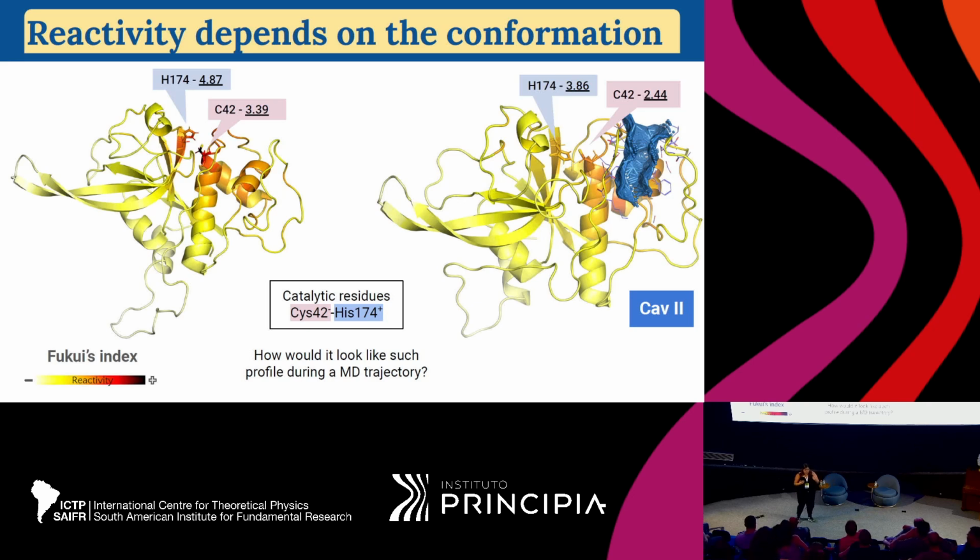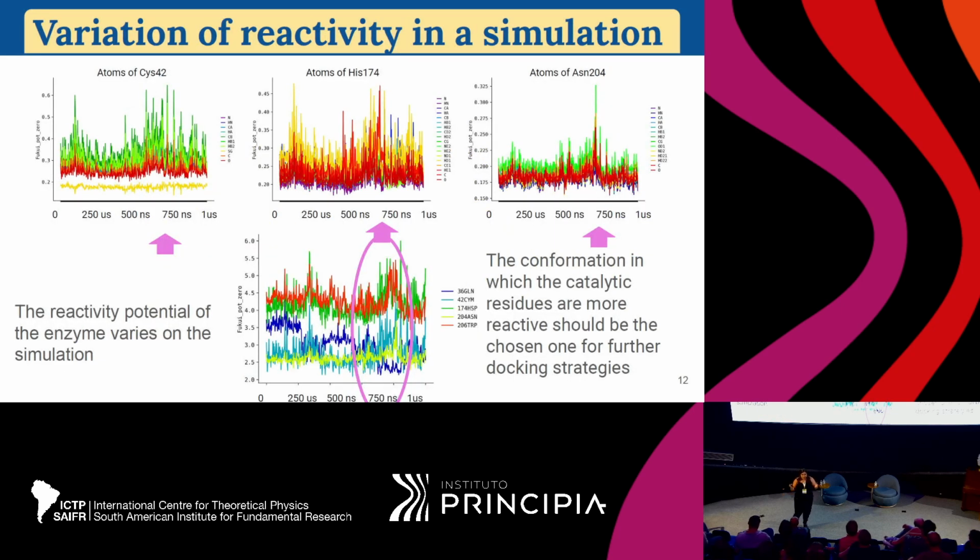And we thought, okay, how will it look during a trajectory? And we decided to assess, over a trajectory equivalent to 1 microsecond, the reactivity of the residues involved in the catalysis. So we have cysteine, histidine, and aspartic acid. And it's interesting because we can see there's a peak of reactivity at some point, around 700 nanoseconds. And we think that the conformation in which the catalytic residues are more reactive should be the conformation that is going to be used in a docking in a later analysis.